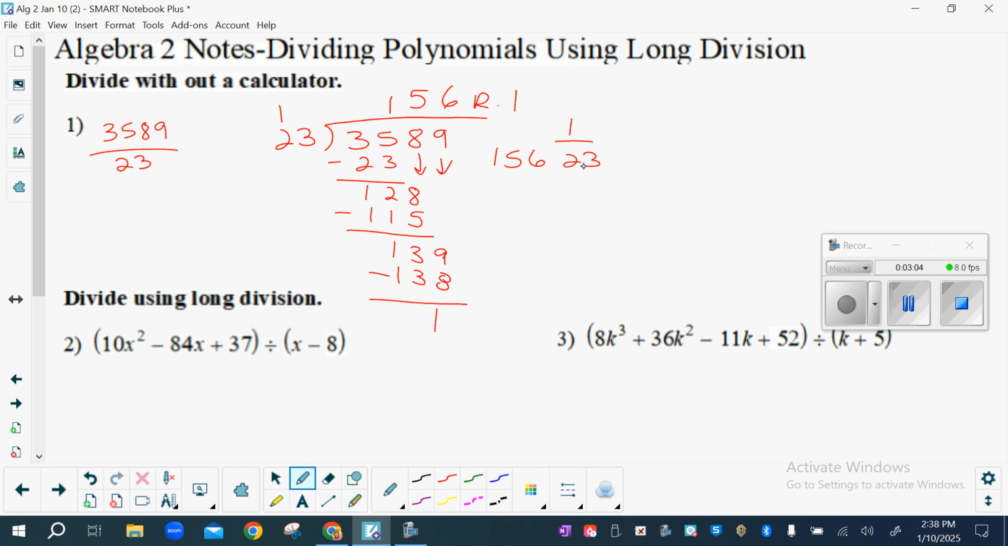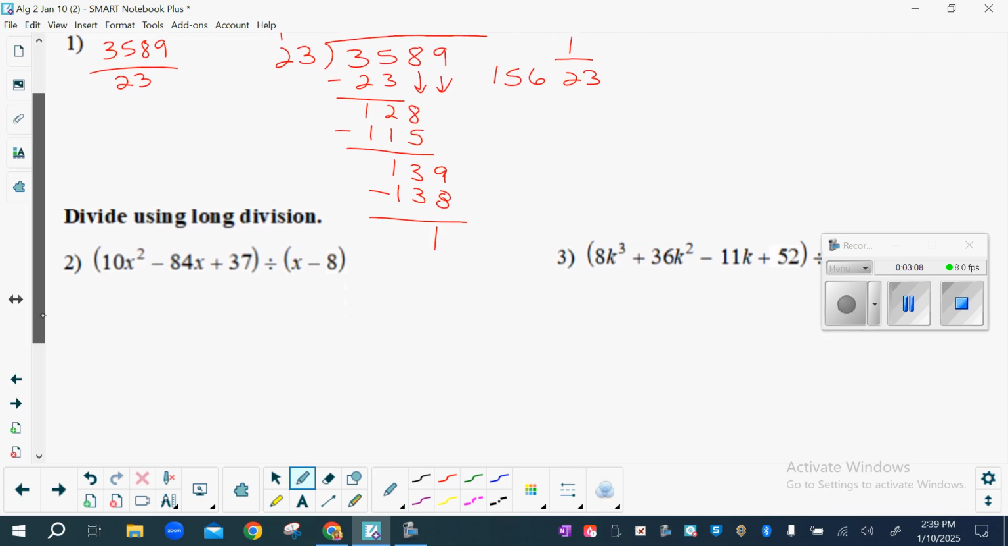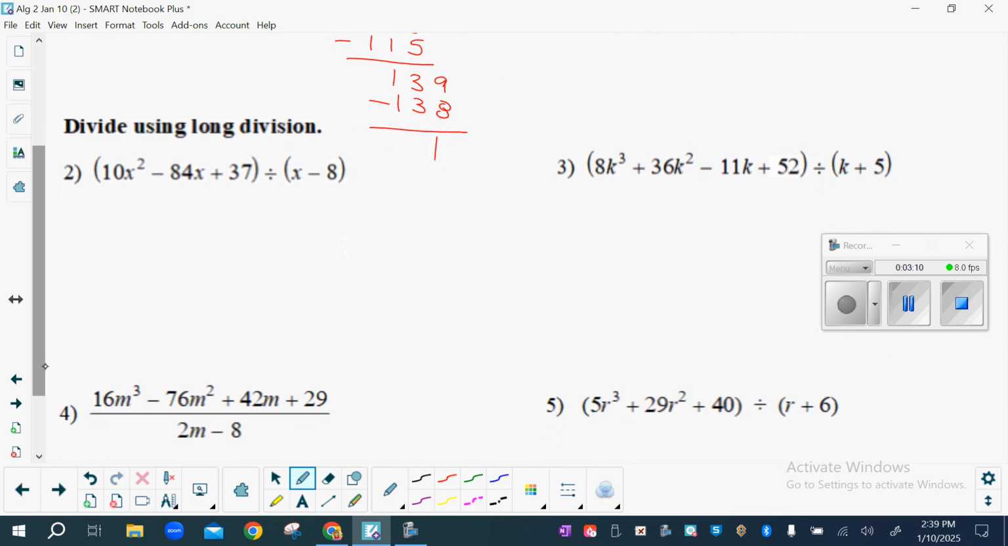So we're going to use that for this here. So now when we're dividing, what do we put on the outside and what do we put on the inside of our division? The first one, x minus 8 outside. X minus 8 on the outside. The bigger polynomial is going to go on the inside. Does that make sense?